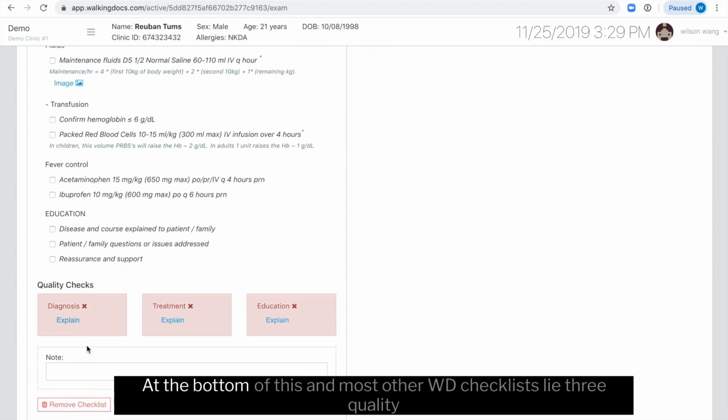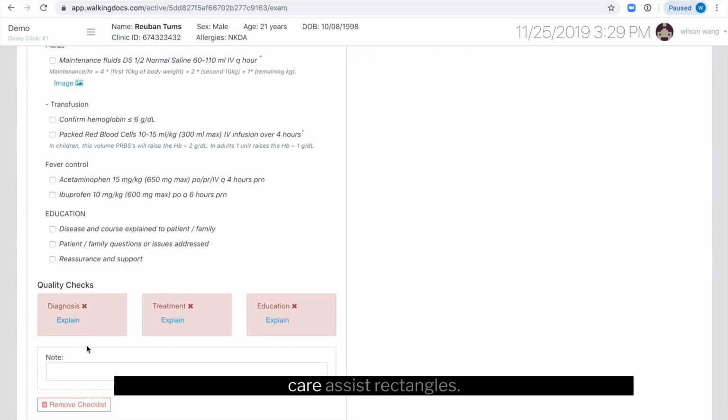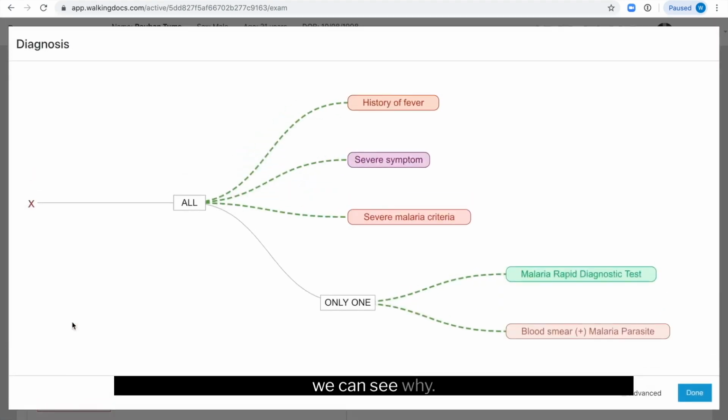At the bottom of this and most other WD checklists lie 3 quality care assist rectangles. These rectangles light up green when the provider has successfully documented evidence-based care with regards to diagnosis, treatment, and patient education. In the case of Ruben Tums, the system is saying that the diagnostic criteria for severe malaria has not been met. By clicking on the rectangle, one can see why.